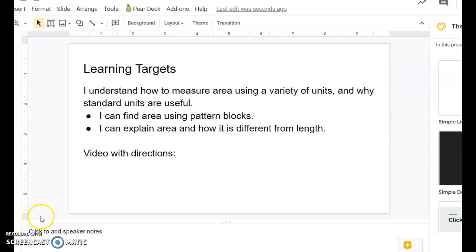Here's a look at today's lesson. The learning targets are: I understand how to measure area using a variety of units and why standard units are useful. I can find area using pattern blocks, and I can explain area and how it is different from length.